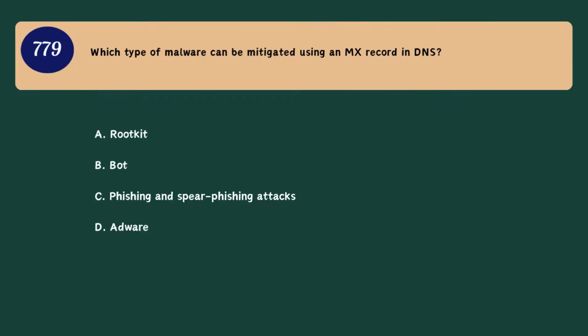Question 779. Which type of malware can be mitigated using an MX record in DNS? A. Rootkit. B. Bot. C. Phishing and spear phishing attacks. D. Adware.